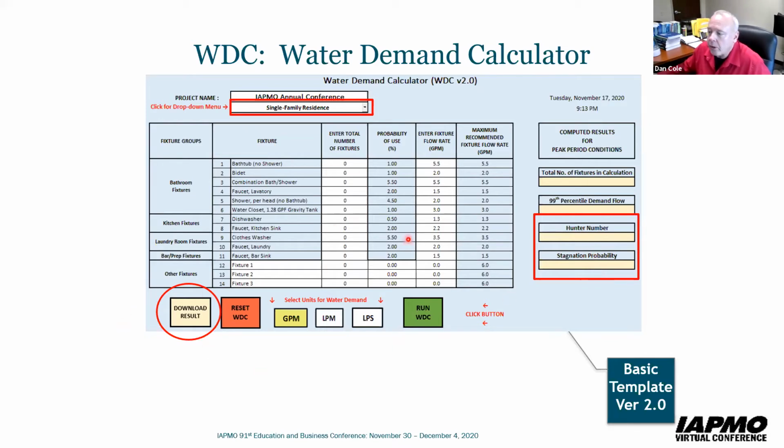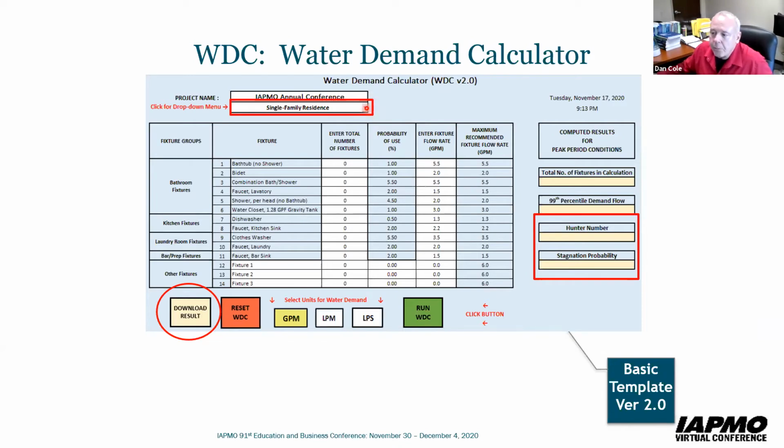So if you ran a calculation and you wanted to save it, you can click on the download. It will download the result to your download box, and you can save that calculation for future reference. One of the most significant changes that we've made to the water demand calculator is this drop-down menu right here.